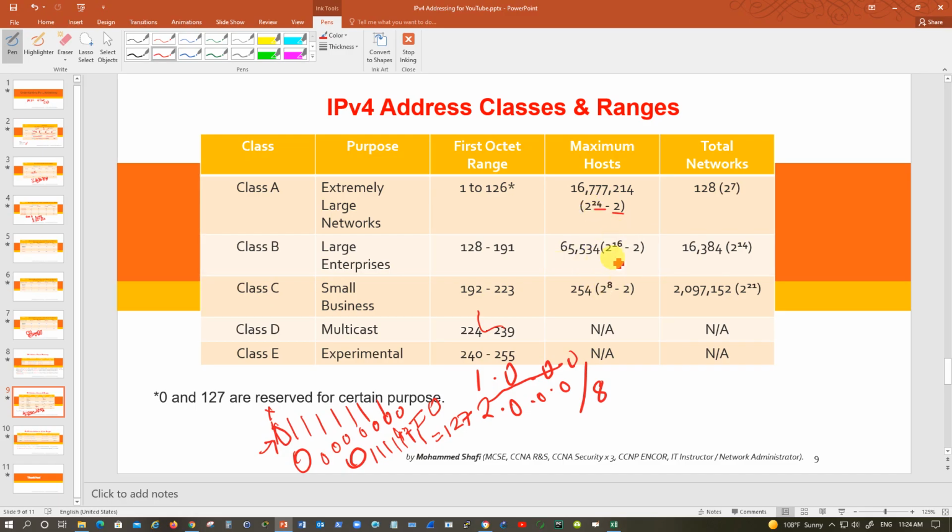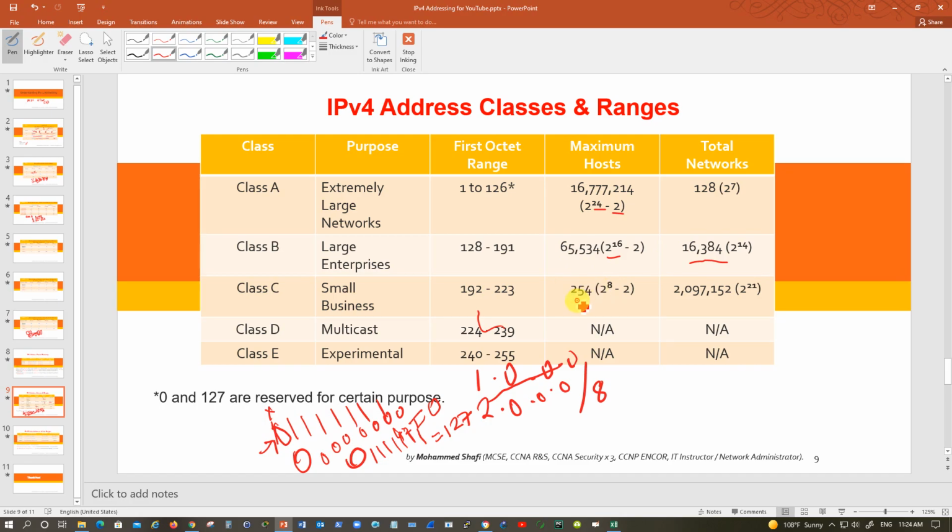So this is how. Here I got 2 to the power of 16 because only 2 octets are left for host ID manipulation. That's why we have 8 plus 8, 16. So this is equal to 65,534. And these are the number of hosts based on this one.